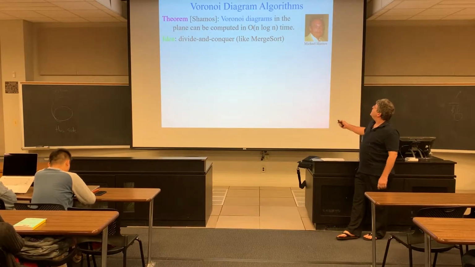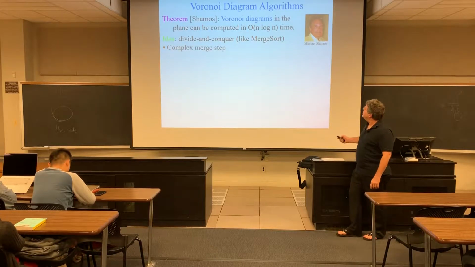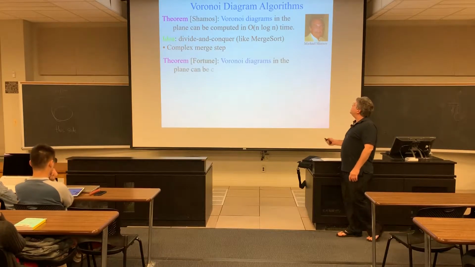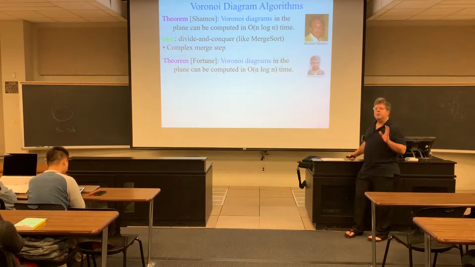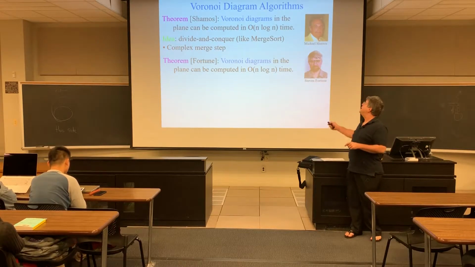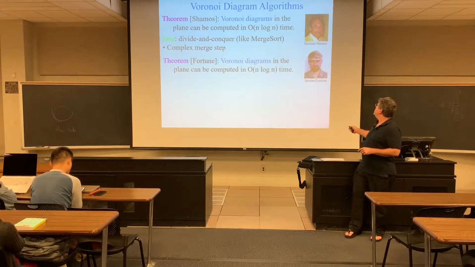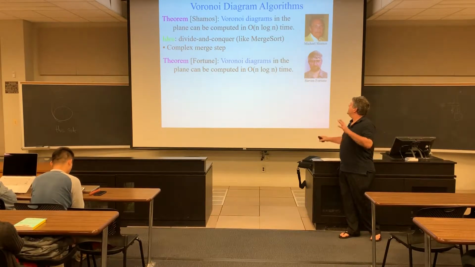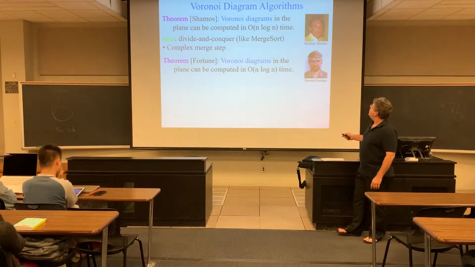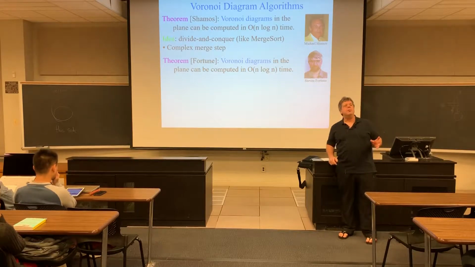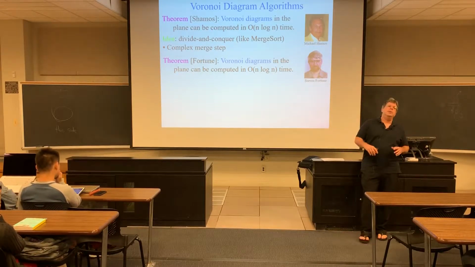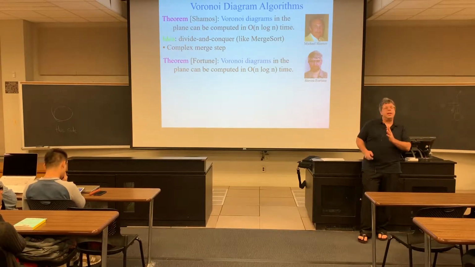So that's what this is. It's a divide and conquer, with a very complicated merge step. There's a much simpler algorithm, I should qualify by saying it's simpler than the algorithm I just mentioned by Ian Shamos. That's by Steve Fortune back in the 80s. He showed how to compute in n log n time the Voronoi diagram based on parabolas and a sweeping line algorithm.